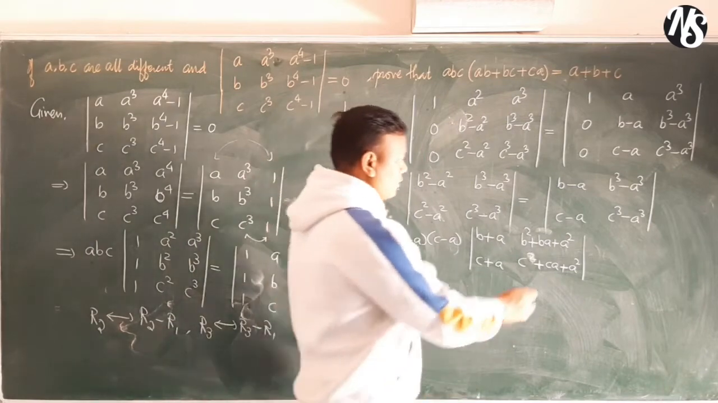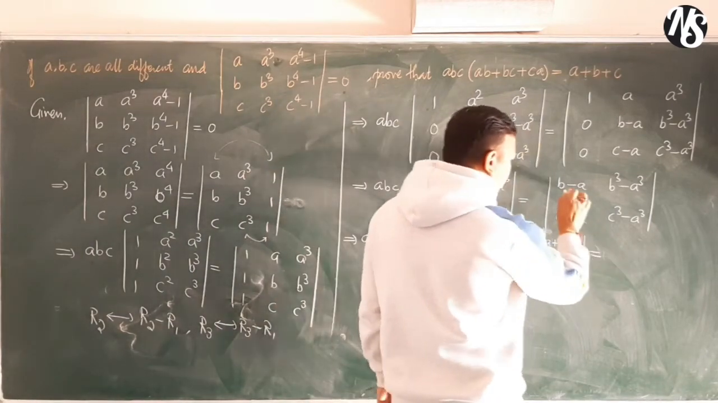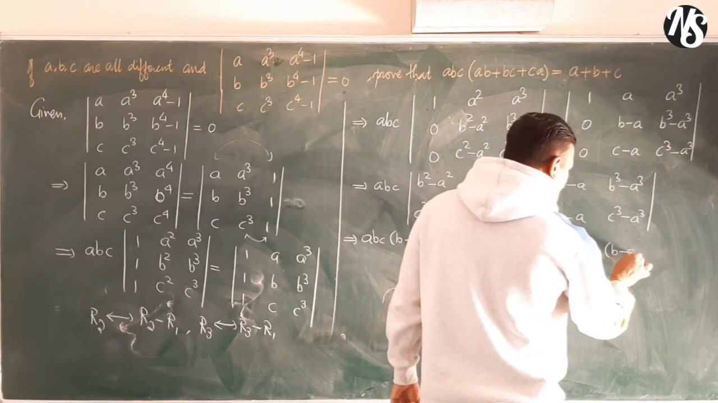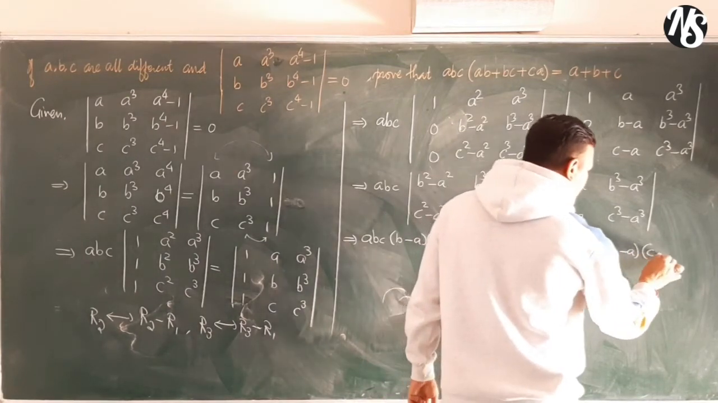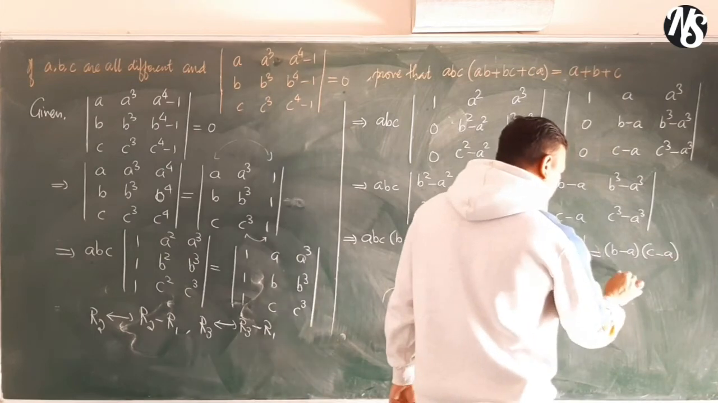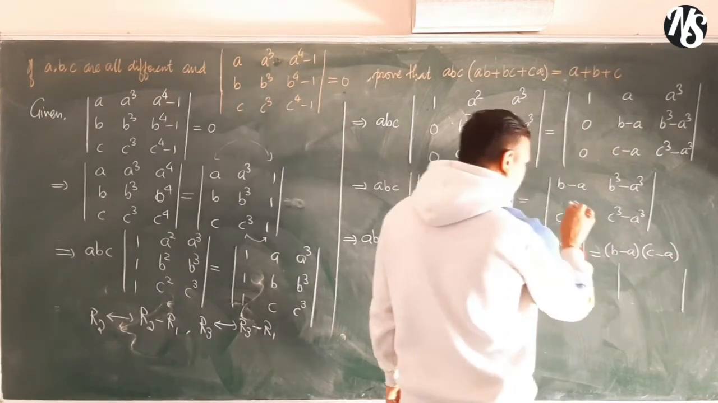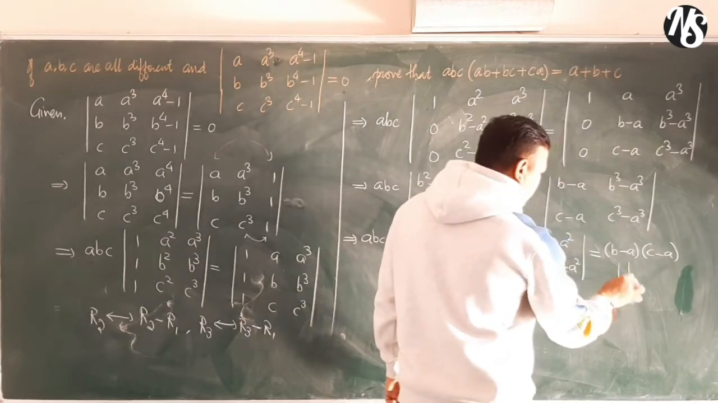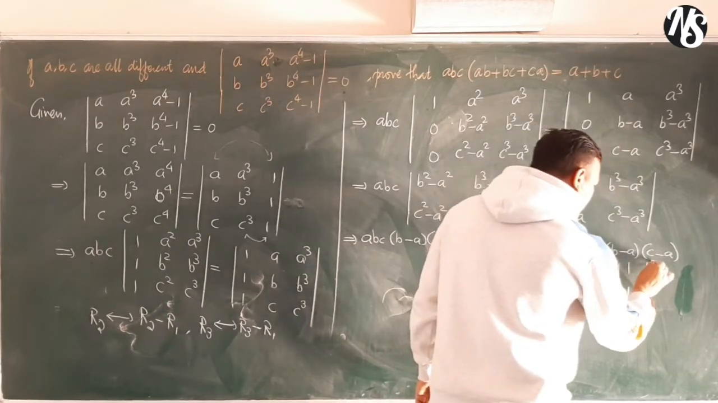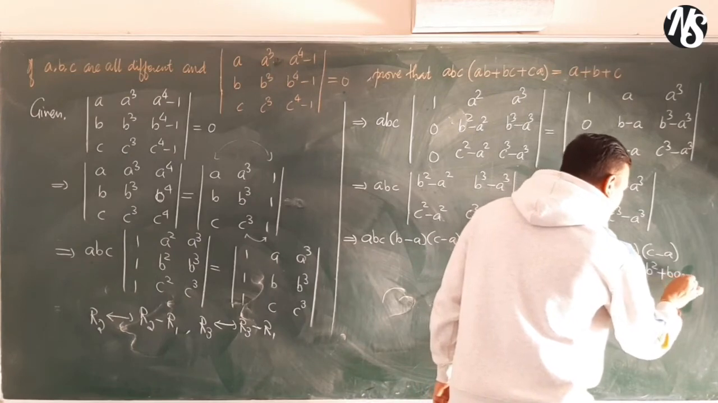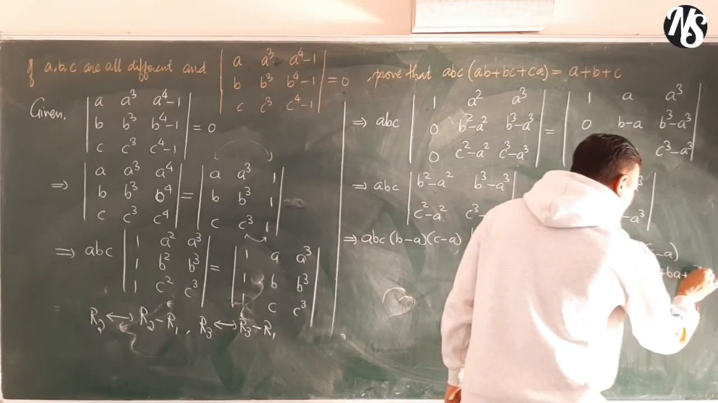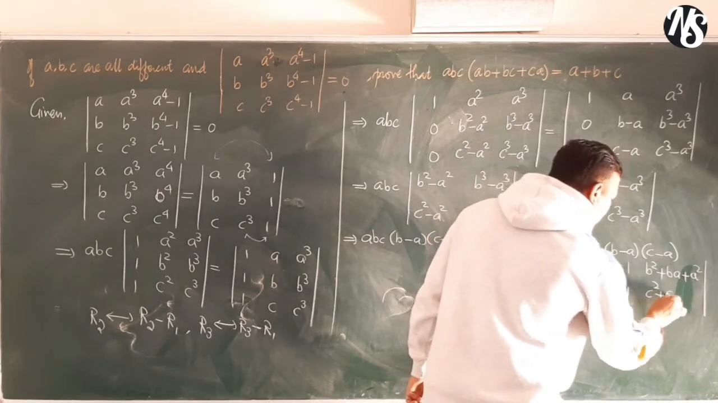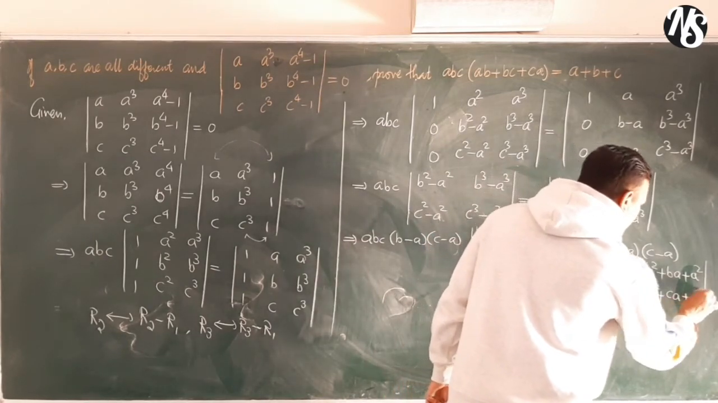Okay. Now similarly from here also you will find b minus a is common. So b minus a, and from there you get c minus a common. So you get this determinant. Okay, so we have 1 here. Here also you get 1. So this becomes b square plus ba plus a square. Alright. And from this you get c square plus ca plus a square.